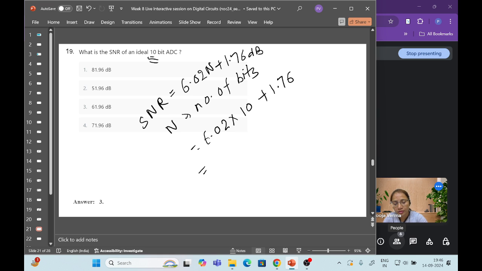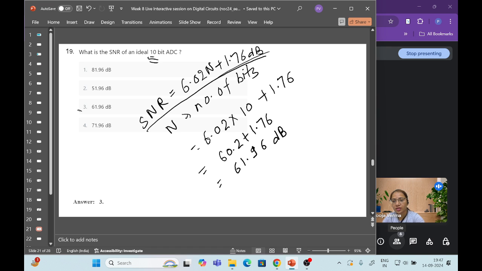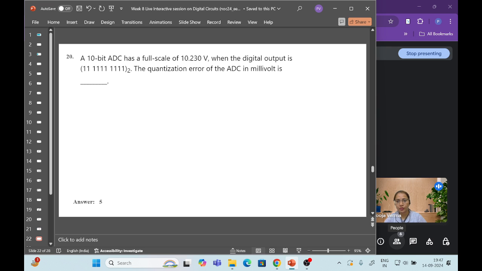Plus 1.76. 6.02 times 10 gives 60.2, plus 1.76, so you will get 61.96 dB, right? This is the standard formula for getting the signal to noise ratio in dB. So option 3 is the correct answer for this question. Okay, moving to the next one.